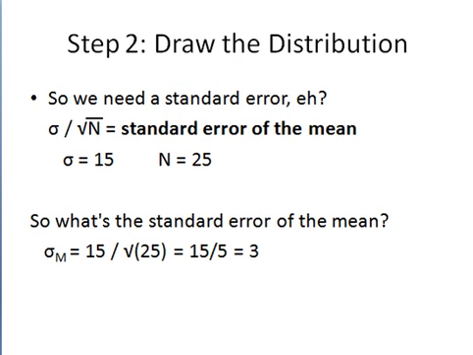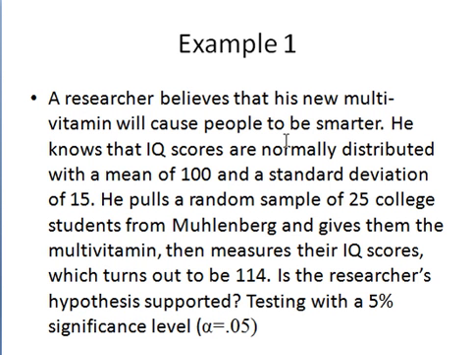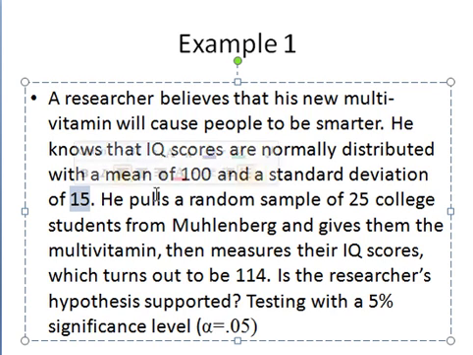And you might be asking yourself, where did you get 15 and where did you get 25? If we go back to this example prompt, it says that the IQ scores are normally distributed, generally speaking, with a mean of 100 and a standard deviation of 15. So the 15 is our standard deviation for the population, and 25 is the sample size that we take.